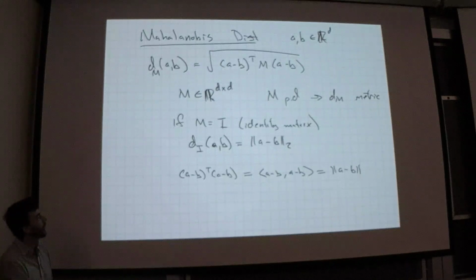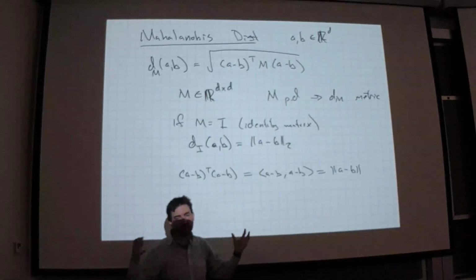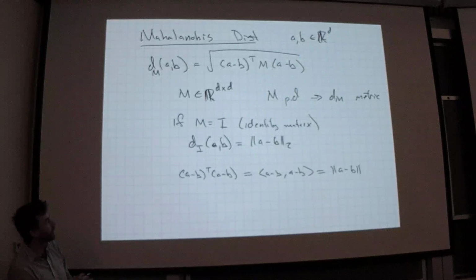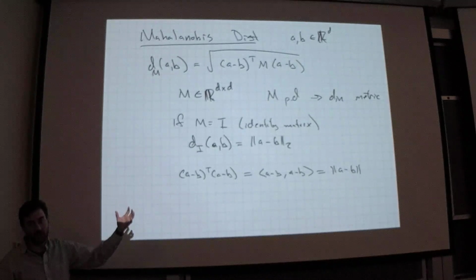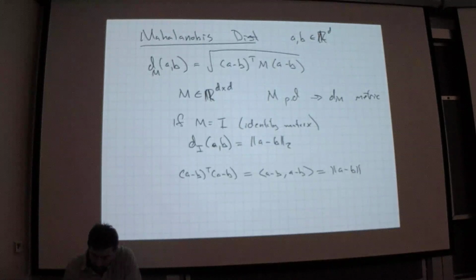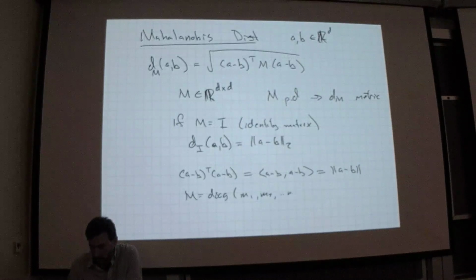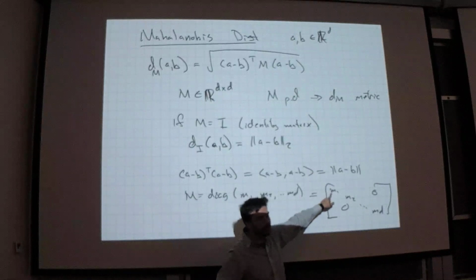If I put M in there, sometimes I write the M as a subscript on the norm; that is sometimes the notation. If I have the identity matrix, that's saying I'm not scaling the coordinates at all. I get back just Euclidean. But if I do scale them, then it's interesting. If M is a diagonal matrix, M1, M2, up to MD, with all the other entries zeros, then these values are just scaling the individual coordinates.